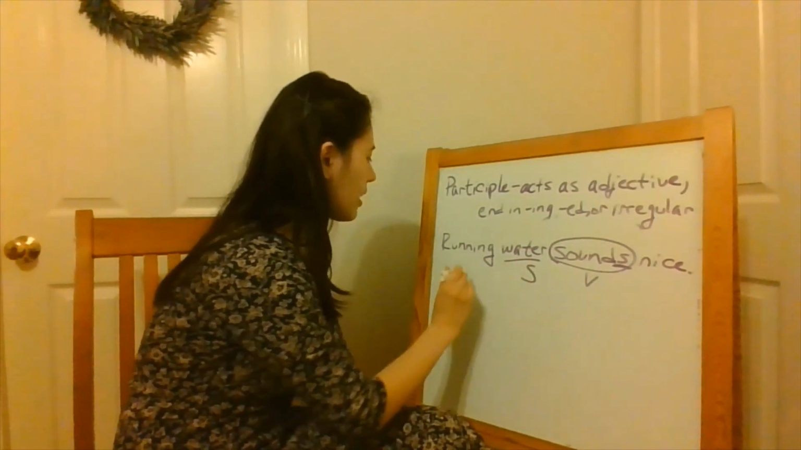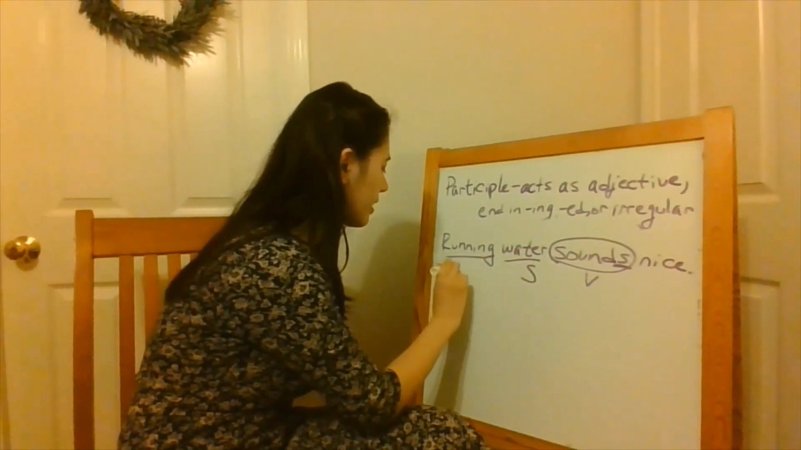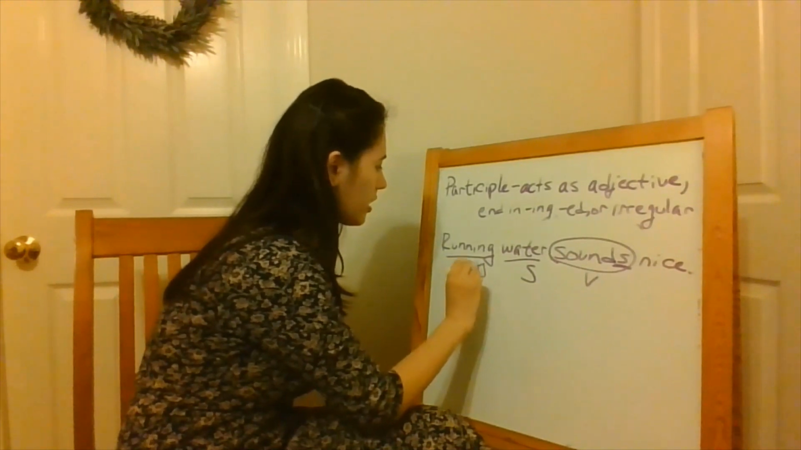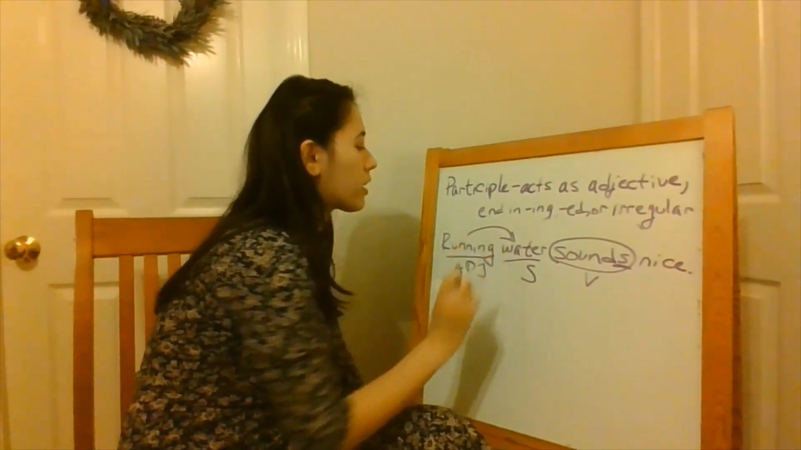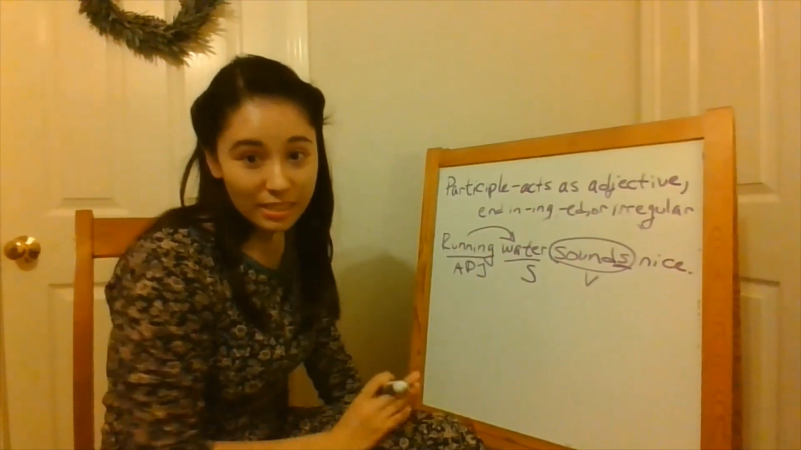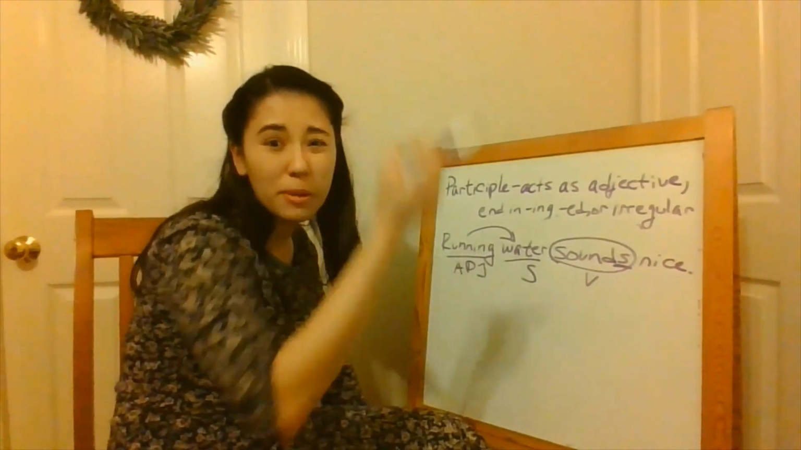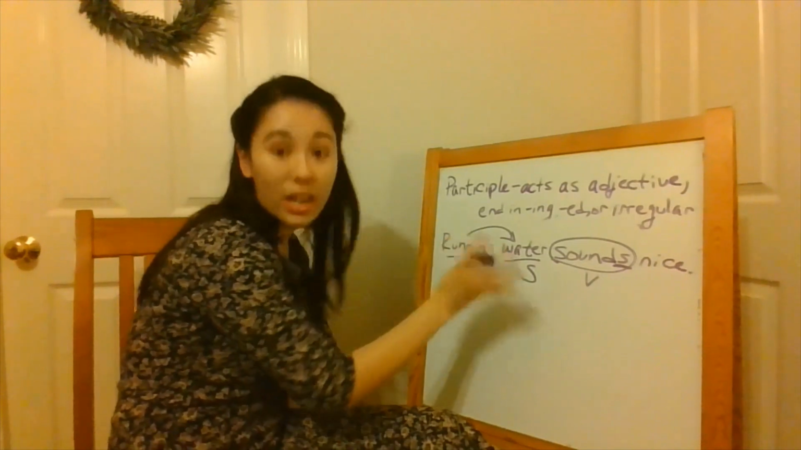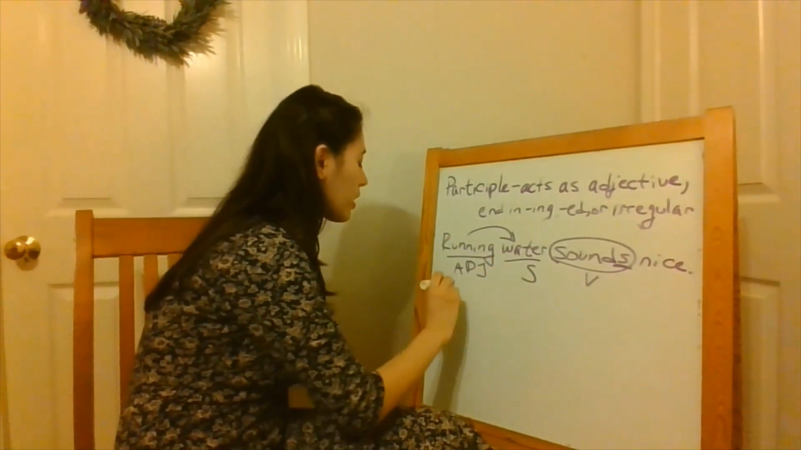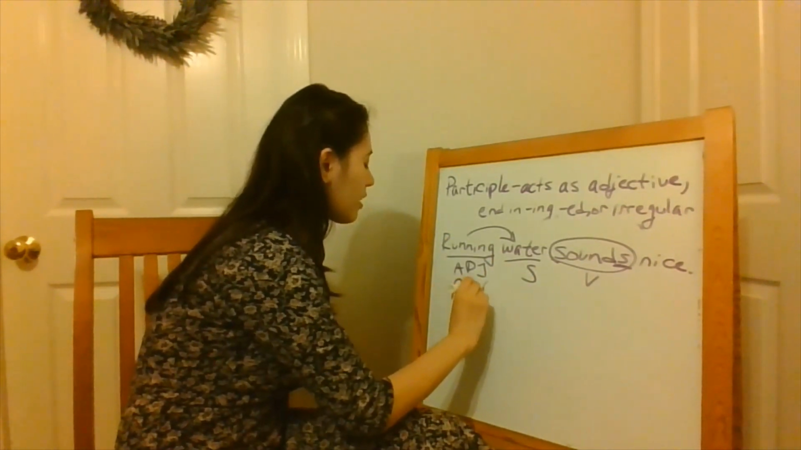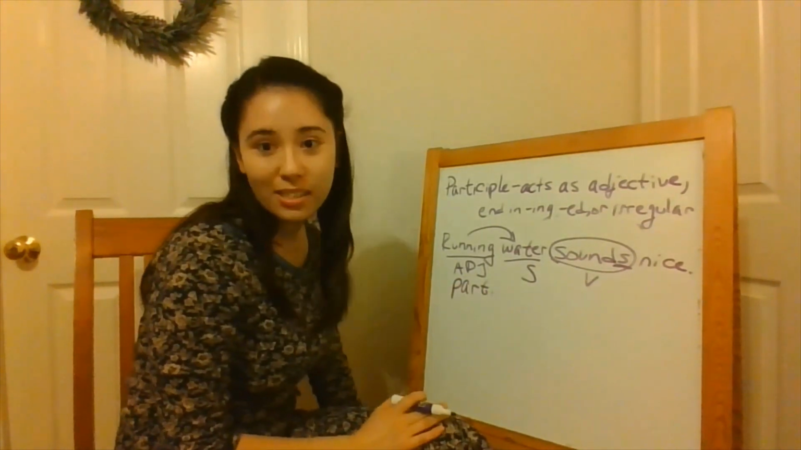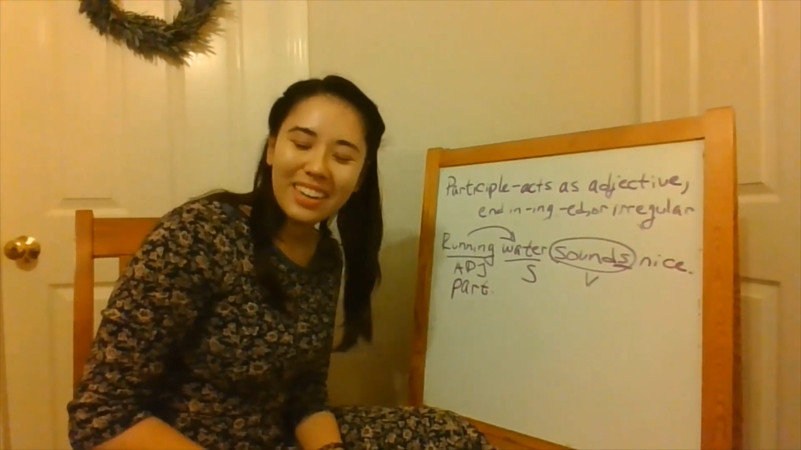And then running is an adjective that is describing the water. So what kind of water sounds nice? Is it sitting still water that makes no noise? Is it dripping water? Oh, it's running water. So running water is an adjective, and it is our participle. Now next we're going to look at some phrases.